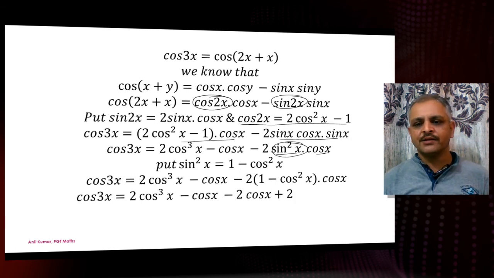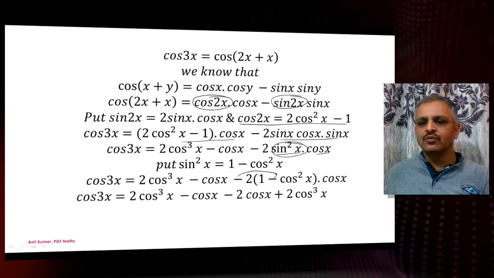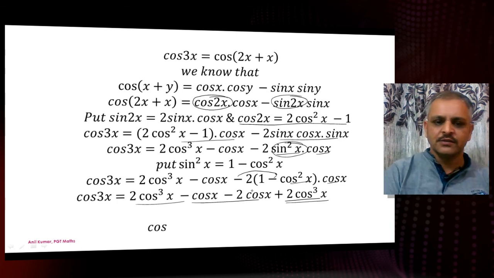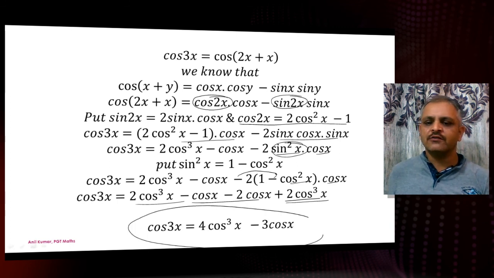So cos 3x will be 2 cos cube x minus cos x. Let's multiply it: minus 2 cos x, and minus minus will become plus. See, this minus and minus will become plus. 2 cos square x into cos x will become 2 cos cube x. So 2 cos cube x plus 2 cos cube x, 4 cos cube x, minus 3 cos x. The cos 3x identity will be 4 cos cube x minus 3 cos x. This is our identity.